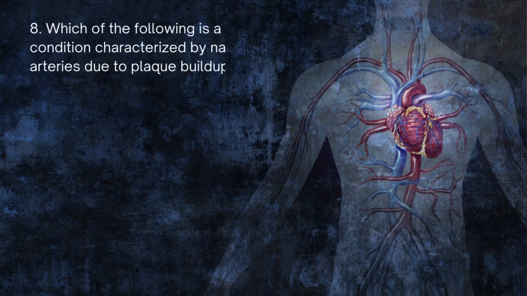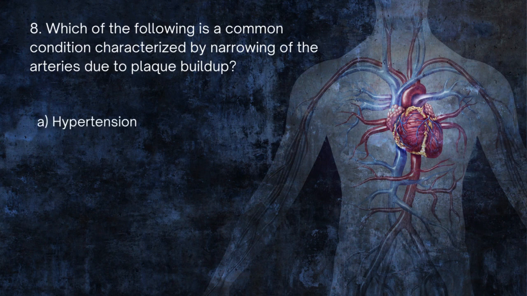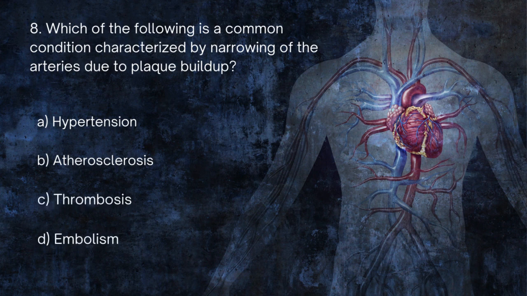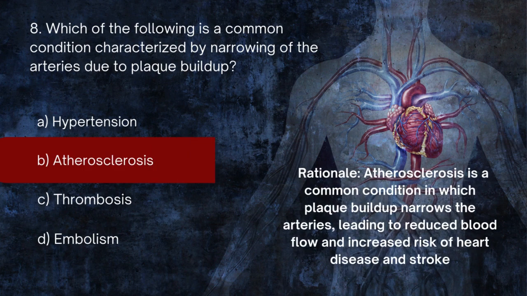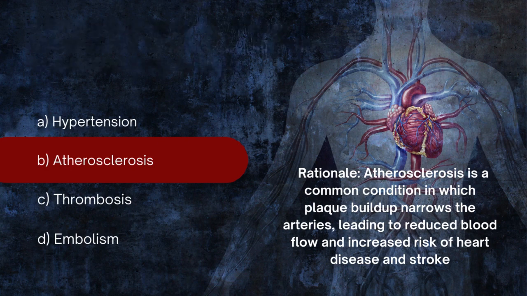8. Which of the following is a common condition characterized by narrowing of the arteries due to plaque buildup? A. Hypertension. B. Atherosclerosis. C. Thrombosis. D. Embolism. Rationale: atherosclerosis is a common condition in which plaque buildup narrows the arteries, leading to reduced blood flow and increased risk of heart disease and stroke.